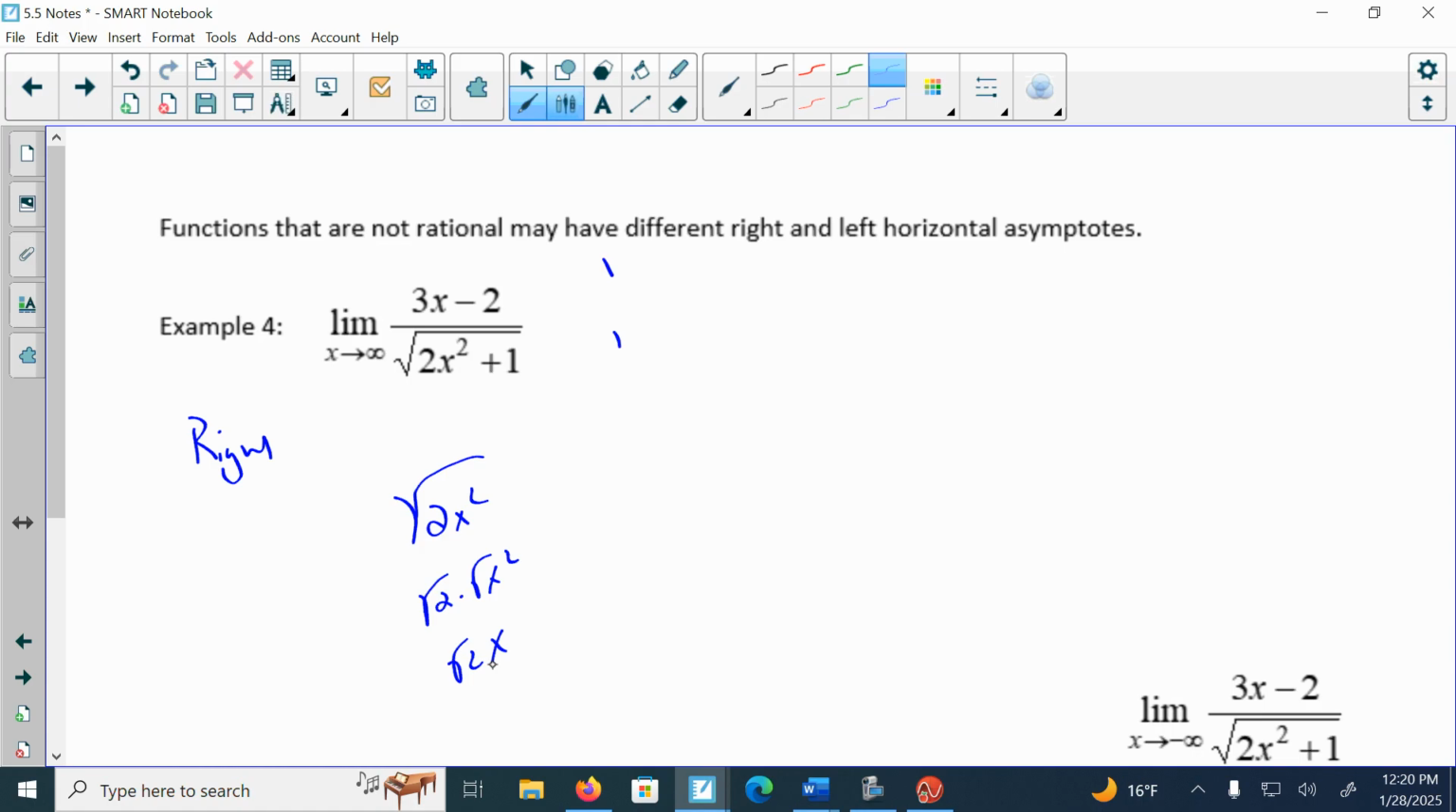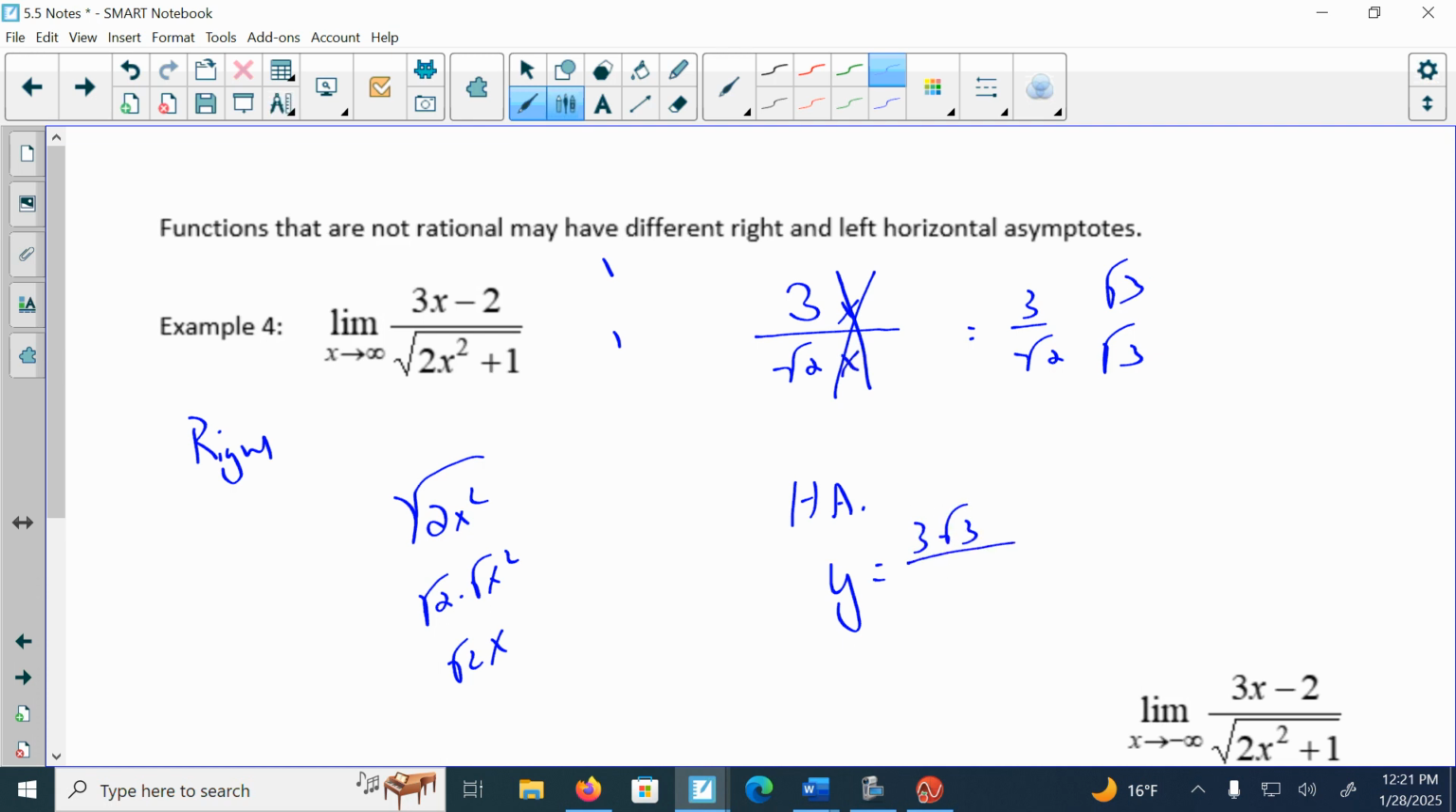If I did it the same way I did before, I would have 3x over the square root of 2 times x. These x's would simplify, and my horizontal asymptote would be 3 over the square root of 2. Of course, I would never leave it like that. I would say y is equal to 3 times the square root of 3 over 6.